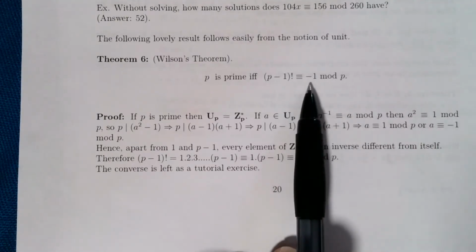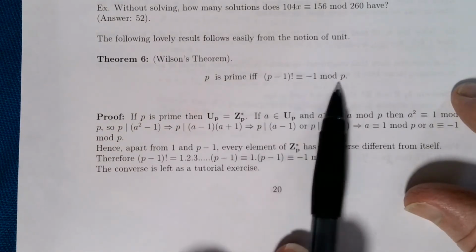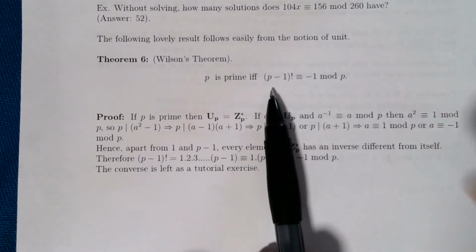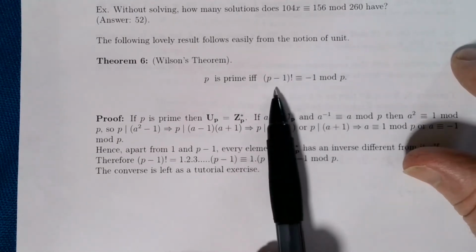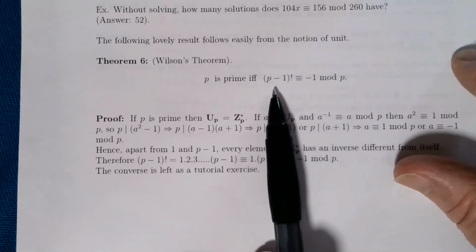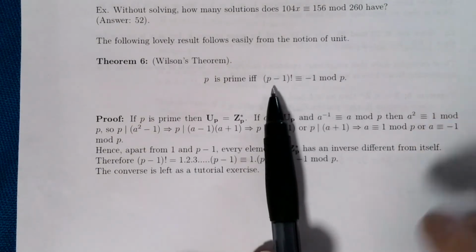Now, at first glance, one might think this gives us a lovely test for primality. If I give you a number and say, is it prime? Well, you just check whether this is true. If this is true, then the number's prime. However, of course, you quickly realize that the numbers here get big very, very quickly, and that this is in fact not a particularly practical way of checking whether a number is prime. It does, however, have some quite important theoretical implications that we'll look at a bit later on.